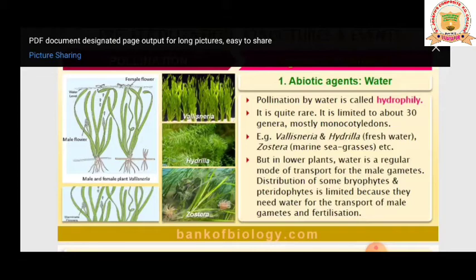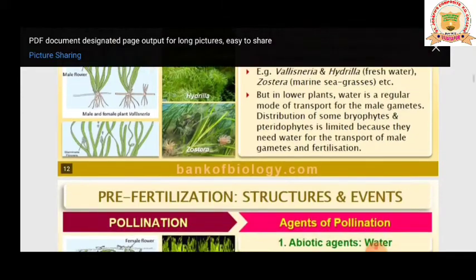You are supposed to say what kind of pollination it is and how the plants are adapted to carry out water pollination. But in lower plants, water is the regular mode of transport for the male gamete. As you all know, in lower plants like algae, water acts as a medium for carrying gametes. The distribution of some bryophytes and pteridophytes is limited because they need water for the transport of male gametes and fertilization. As I said, in lower plants like algae, bryophytes and pteridophytes, the male gamete has to be moved, so water plays an important role in all of this.